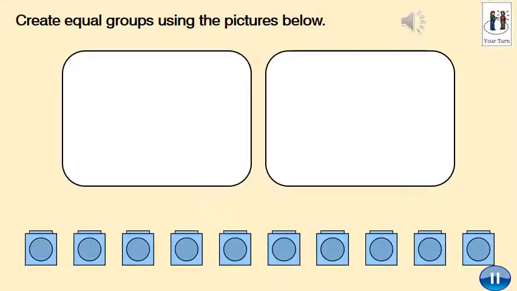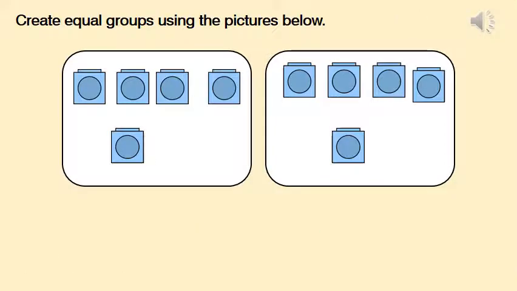And now I would like you to create equal groups using the pictures below. So you have 1, 2, 3, 4, 5, 6, 7, 8, 9, 10 counters. I would like you to draw 2 equal groups using 10 counters. What would go in each group? They've got to be equal, the same. Pause the video whilst you're working it out. So 5 in each group would make them equal groups. So there's 2 lots of 5.